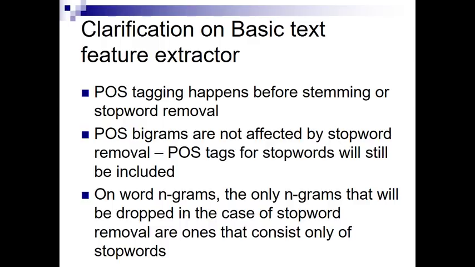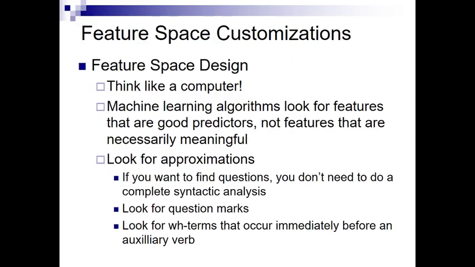There's an order in which these things are applied to the text in order to extract the features in the most reasonable way. So part of speech tagging is done before any of the extraction takes place, before stemming takes place, or even before stop word removal. So part of speech bigrams aren't affected very much by stop word removal. The part of speech tags for the stop words will still be included. But for the part of speech ones, we leave them in. For word n-grams, though, if an n-gram has only stop words and you have stop word removal, you'll remove those, but you'll keep ones that have at least one contentful word. And this is, I believe, discussed in the user's manual as well.